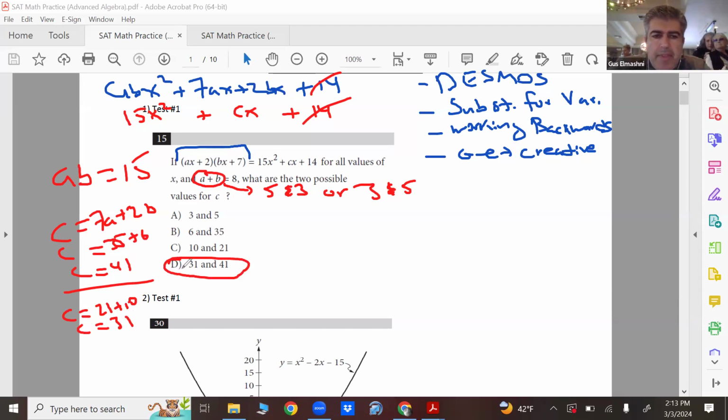to get D. Now, they put A as a trap because, yeah, I figure, oh, yeah, I see 3 and 5. But that's what A and B are. That's where C is. So that doesn't work. So that's a great example of being creative. It's a tough question, mind you, but that's what happens there.